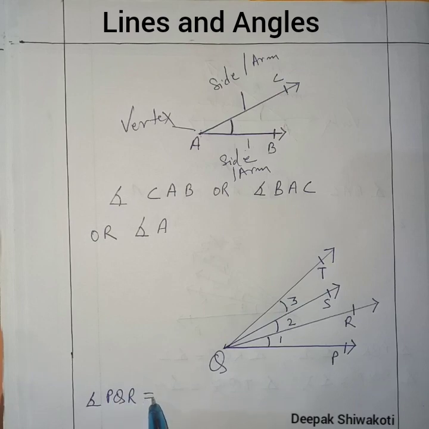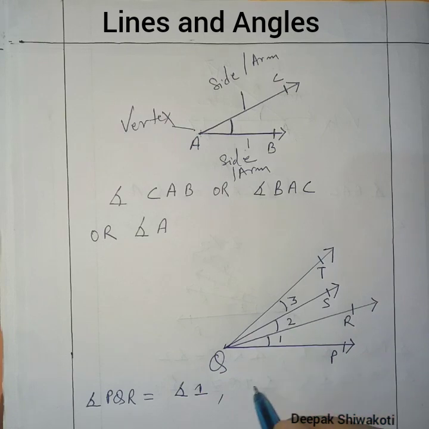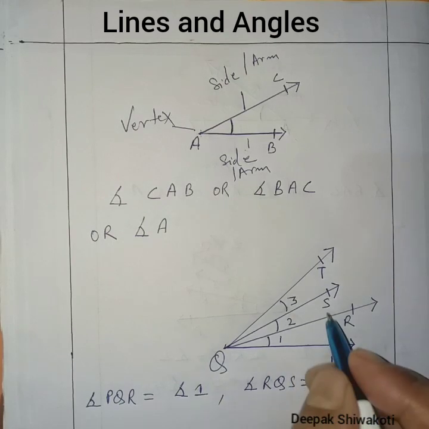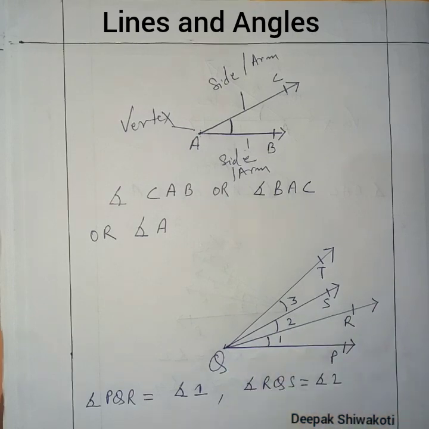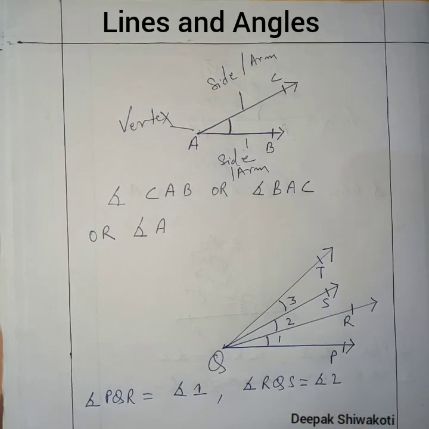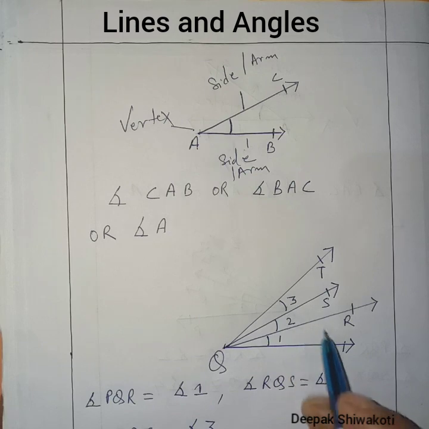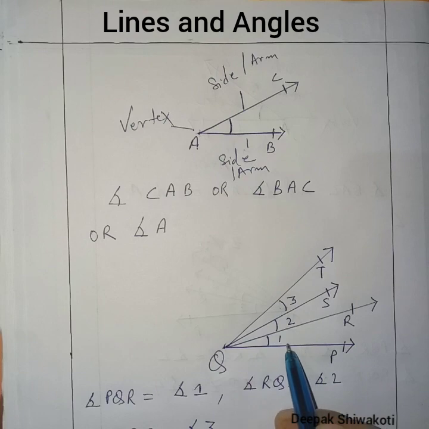So the name of this angle can be angle PQR, which can be called angle 1 also. Similarly, angle RQS can be called angle 2, and angle SQT can be called angle 3. So we have seen how to name angles in this kind of figure.